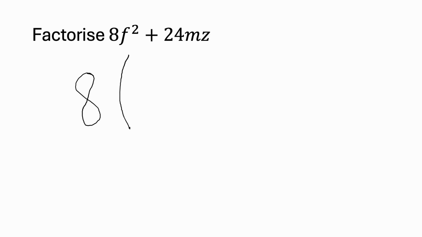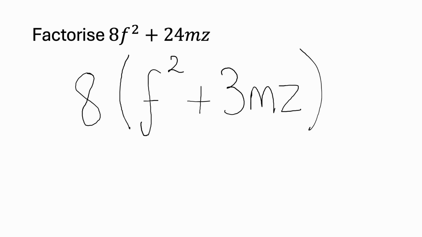Opening brackets, 8 times by what makes 8f squared? That's going to be f squared. 8 times by what makes 24? That's going to be 3. And then because we have mz, we have to times by 3mz.